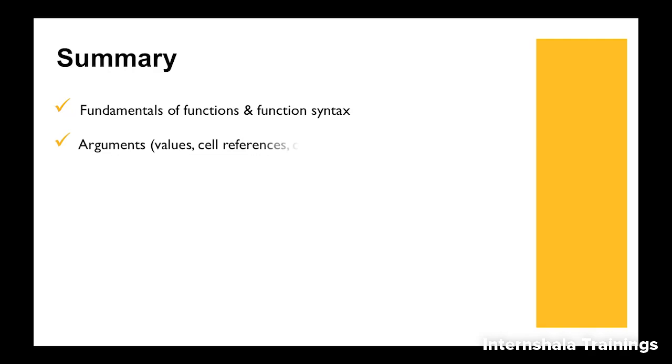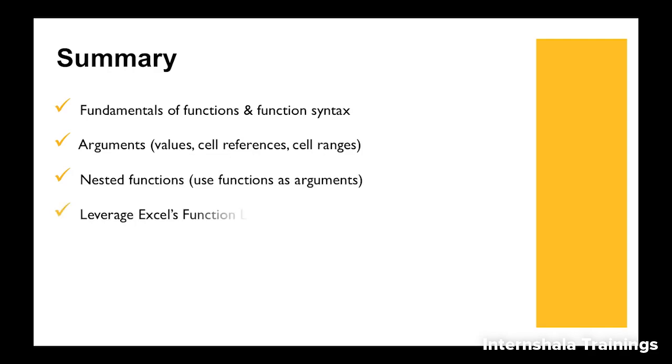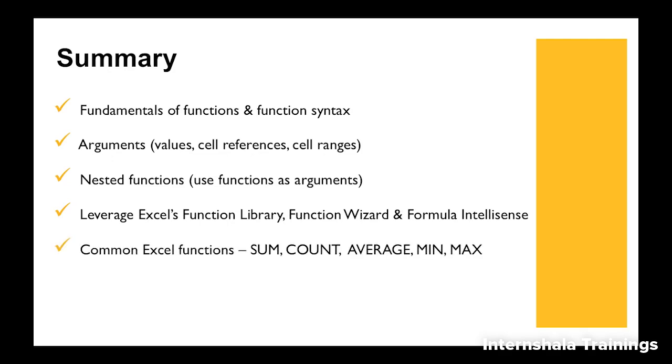This has been a power-packed topic in which we have covered the fundamentals of functions, starting with function syntax. We've learned what arguments are and how to write functions with different types of arguments, including nested functions. Excel's function library, the insert function wizard, and formula IntelliSense are features that can help us a lot when working with functions. We have also practiced how to use some of the most common Excel functions, and we will explore different function categories such as date and time, text, financial, logical, and lookup functions in subsequent topics.